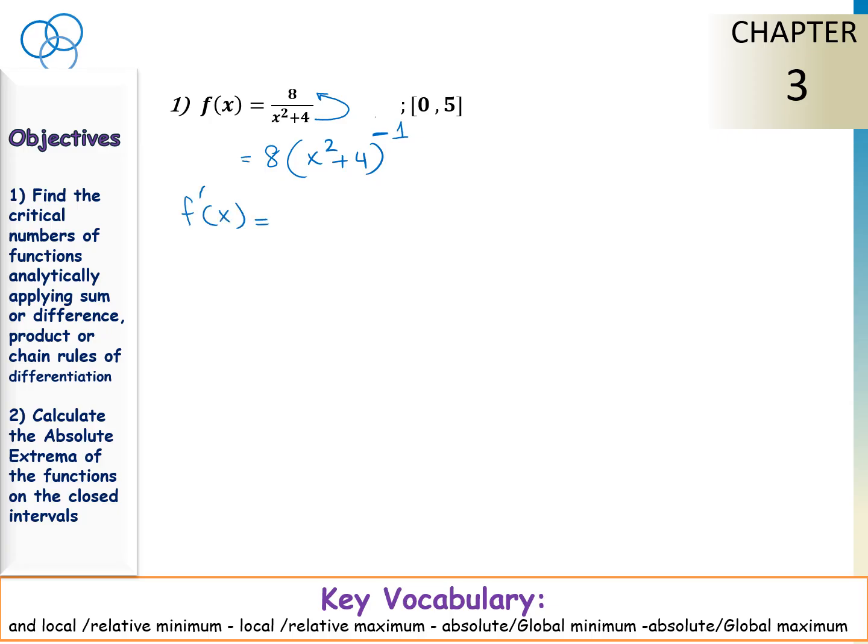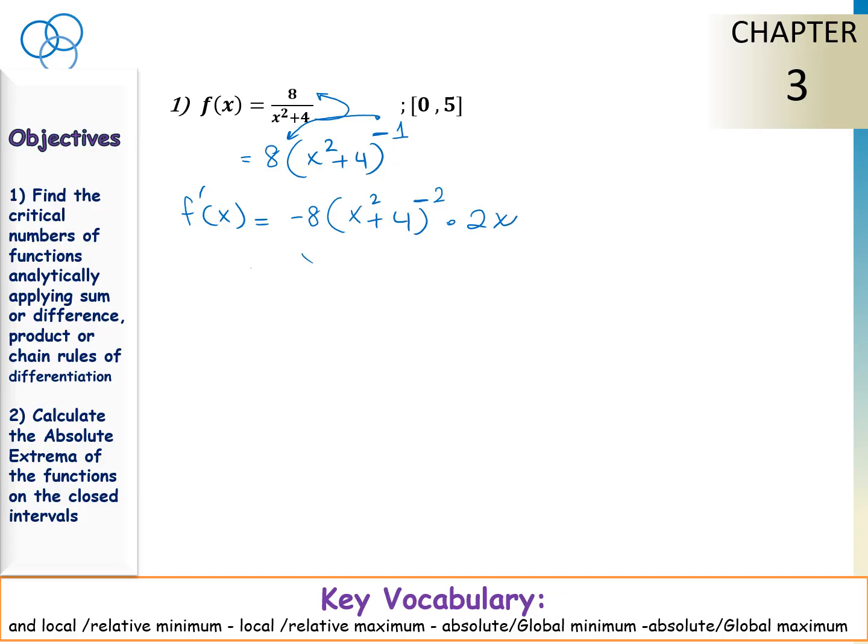The chain rule says to multiply the power with the coefficient. So 8 times negative 1 gives you negative 8. Write the expression as it is. From the power subtract 1, which gives us negative 2. And then the derivative of the inner function, which is 2x.